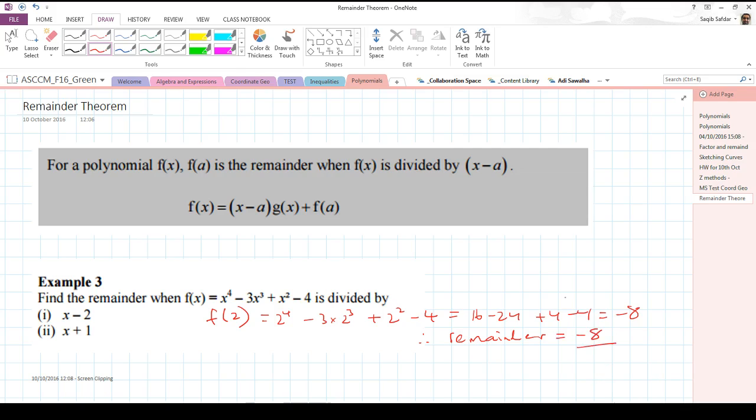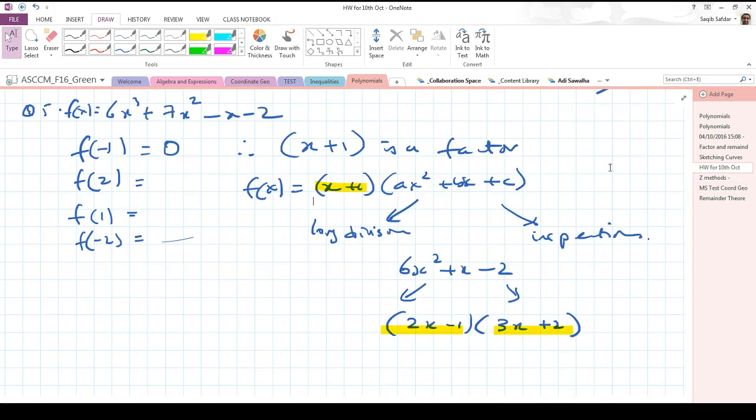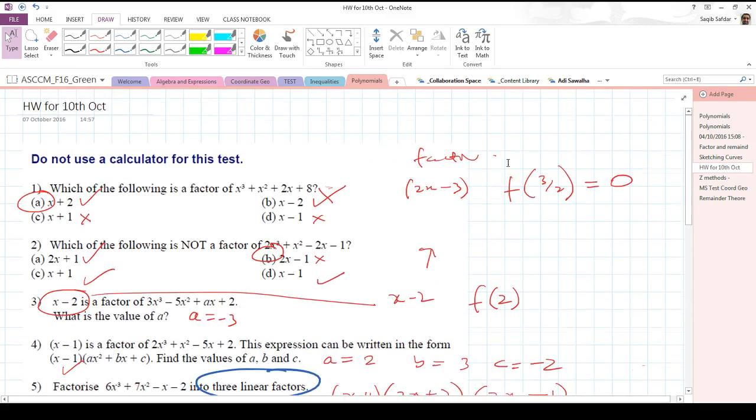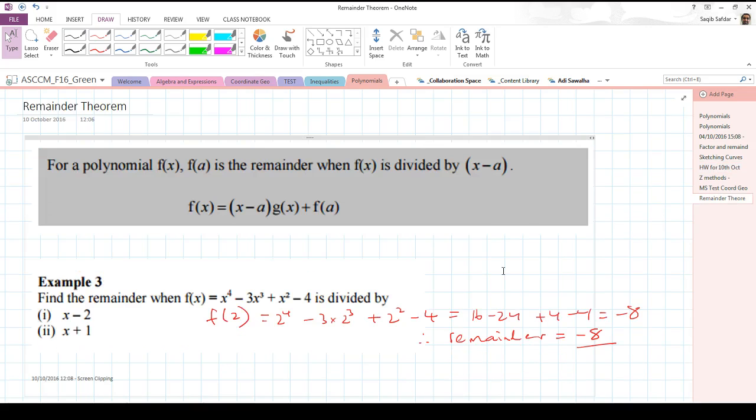Okay. Had I got 0, what would that tell me about x minus 2? Factor. To factor. But we don't get 0. We get minus 8. And so that also means, if I just quickly take you back to the homework, which was here, another way we could have checked if this is a factor is just by substituting some of these numbers in and seeing which ones give us 0 and which ones give us a number. So that's the easy way. We've got the remainder theorem.